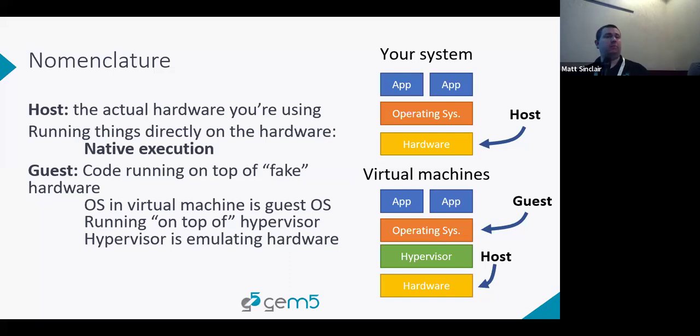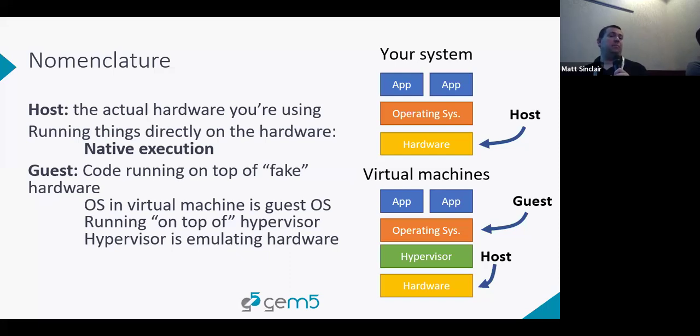All right, so some nomenclature. When we talk about the host in gem5, what we mean is the machine that you're actually using. So say your laptop that you're going to run the test on today, if you weren't using our codespace environment, that would be the actual hardware. That's where you're natively executing whatever program you might have. So you have some application in blue in the top right here. It uses the operating system in orange and then runs on your host hardware in yellow.